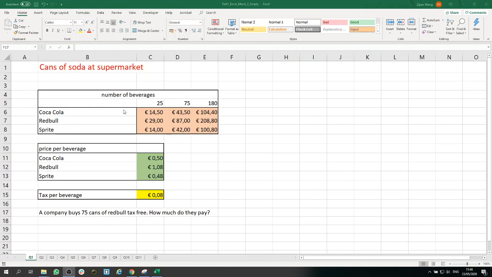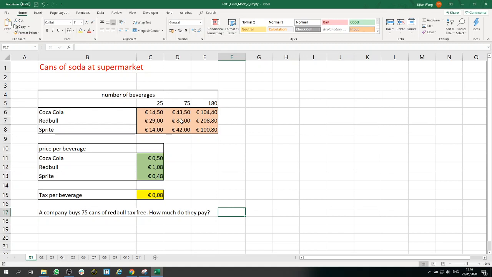That table tells us the number of the beverages and the brand of the beverages and the prices related to the brand and quantity. The price per beverage is listed here and the tax per beverage is listed here. And we want to know, if a company buys 75 cans of Red Bull tax-free, how much would they pay? So yeah, let's use this cell to write our formulas.